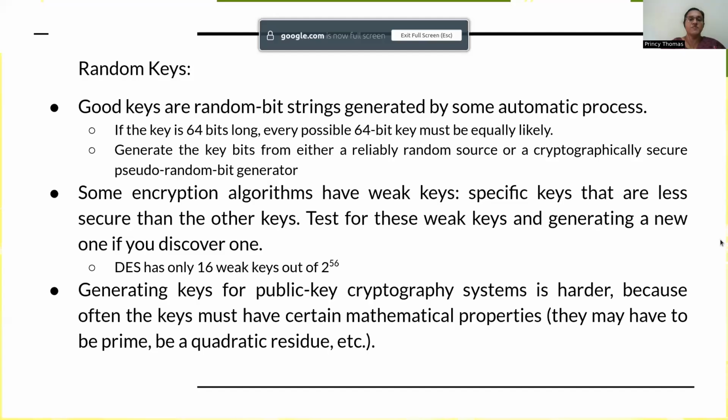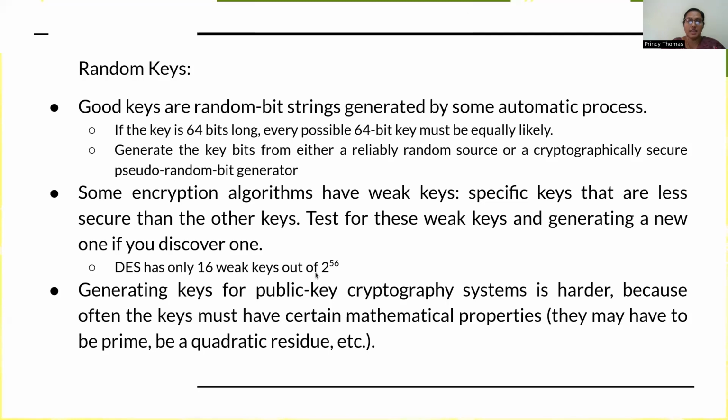Okay, so 2 raised to 56 options are there. Out of this 2 raised to 56 options, 16 weak keys are there. So we can just leave out those weak keys, then decide which key should be used for the encryption decryption process. Okay, now generating keys for public key cryptography systems.